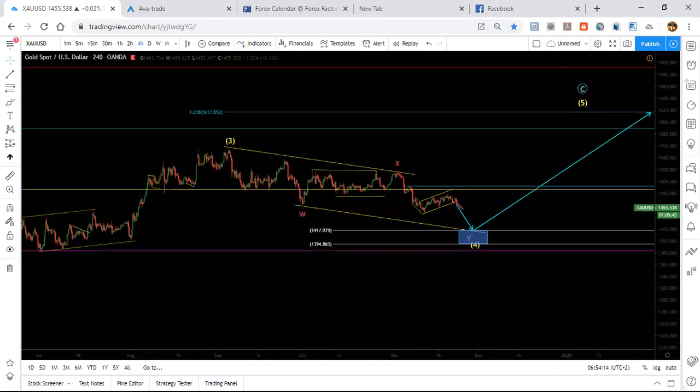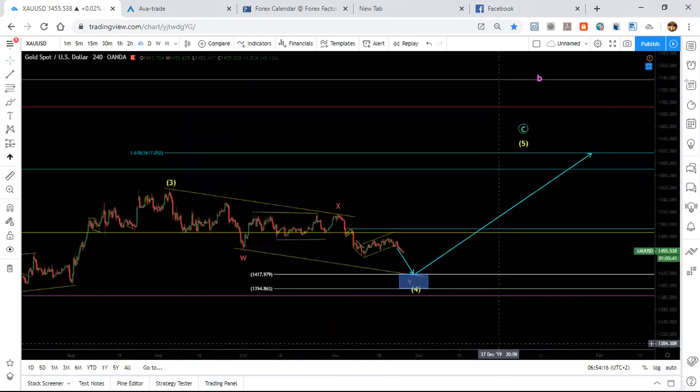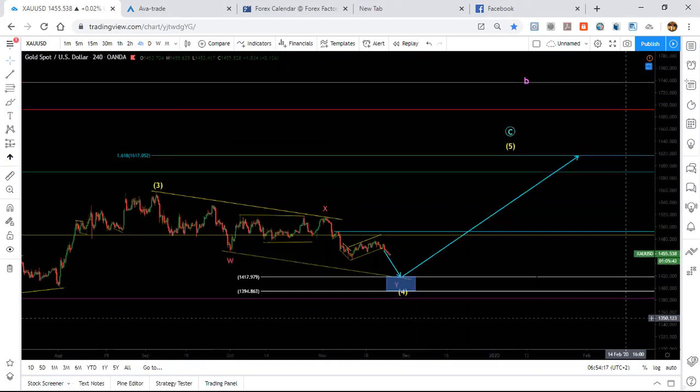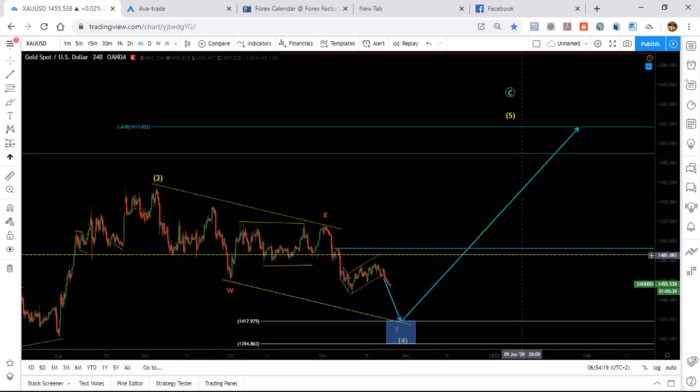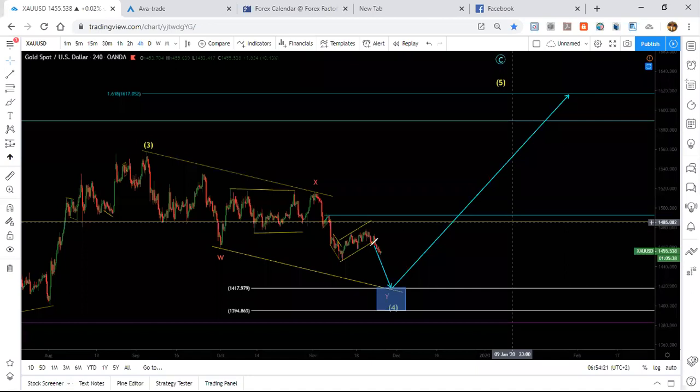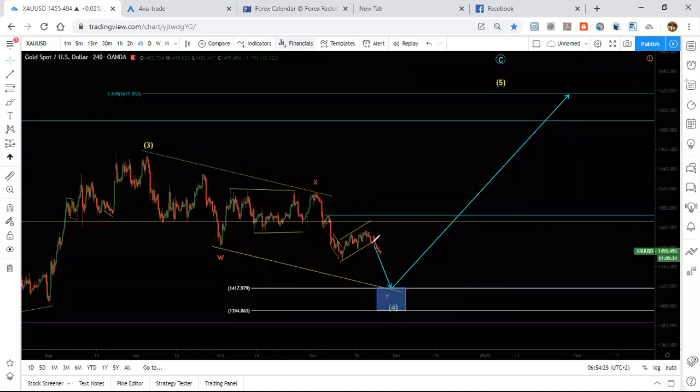Today is the 26th of November 2019. I think I gave this signal to the group already before it even broke the structure. So it has already broken the structure. We are looking for it to go to that 50%. You can see this is looking into the structure.